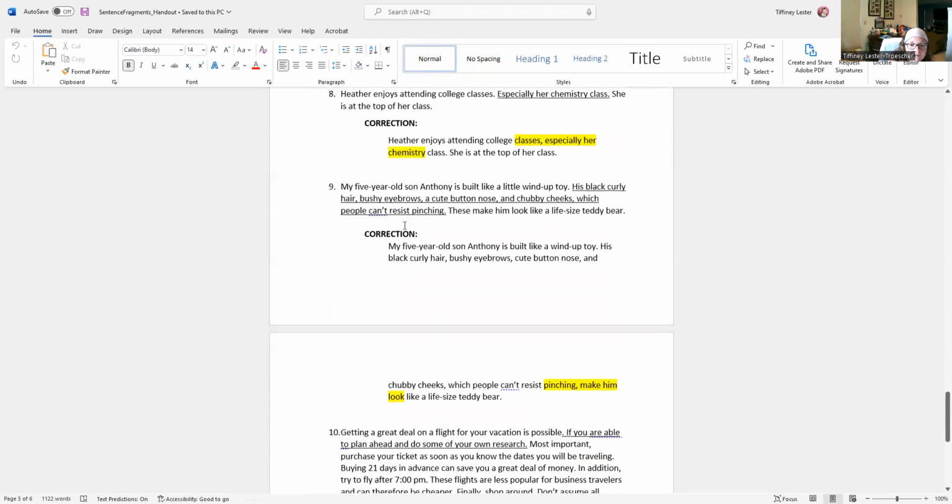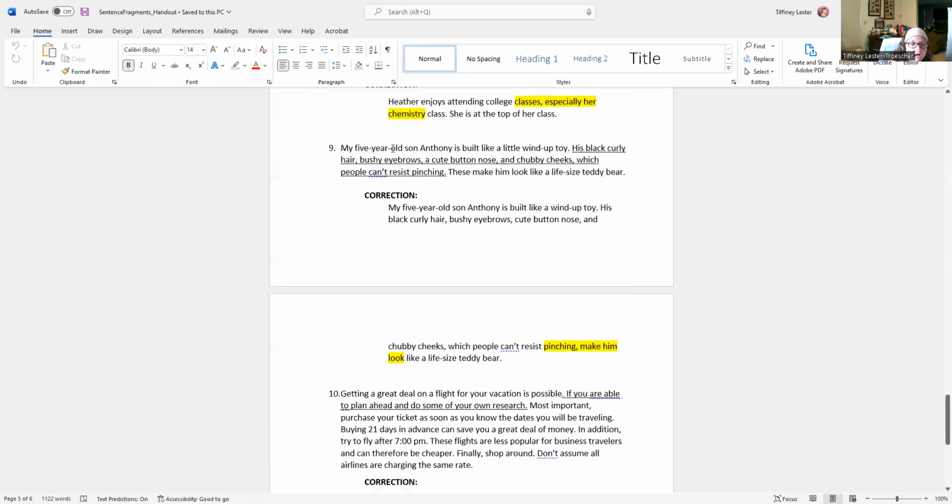Take a look down here at number 9. My 5-year-old son, Anthony, is built like a little wind-up toy. His black curly hair, bushy eyebrows, a cute button nose, and chubby cheeks, which people can't resist pinching, these make him look like a life-size teddy bear. This is our sentence fragment. It is just a list of physical traits.